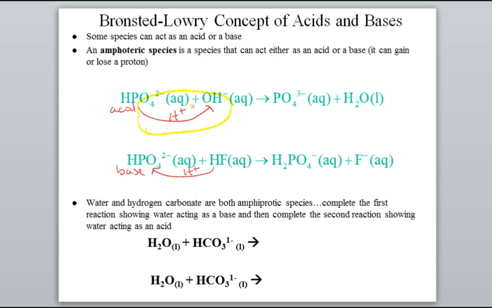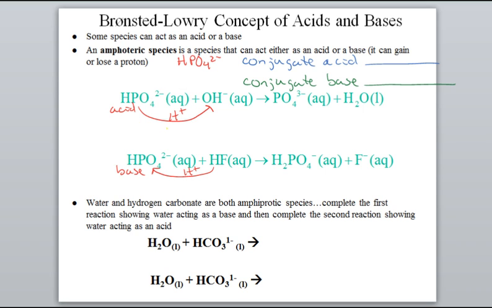Okay, another question you should be able to answer. If you had hydrogen phosphate, you should be able to write the formula of its conjugate acid, and you should also be able to write the formula of its conjugate base. Go ahead and pause the video and write the two formulas and label them properly. So the answers are in these two equations. We just need to keep it straight.